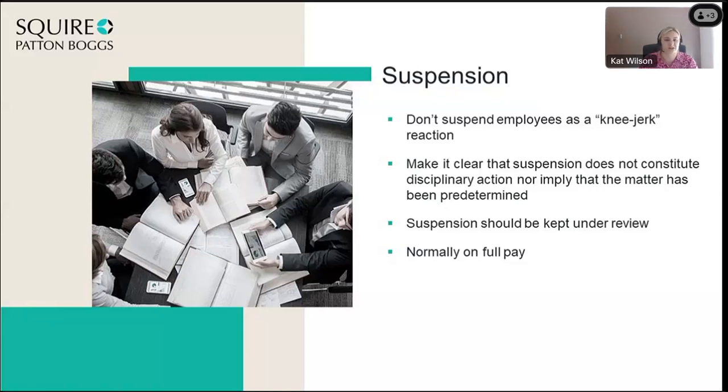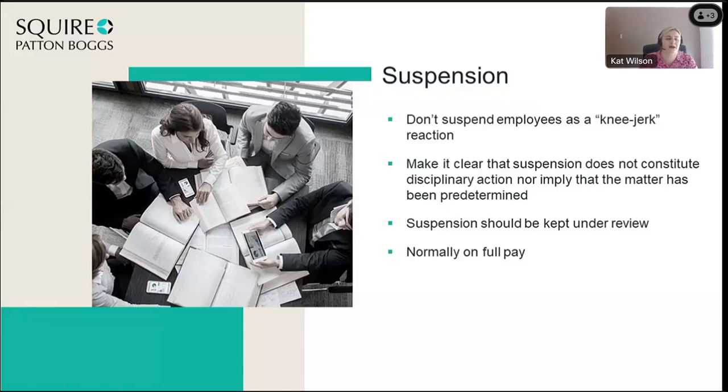But in other circumstances, it might not be necessary, and it's always worth bearing in mind the seniority of the individual, any access to confidential information, any sort of concerns about intimidation of witnesses. If there's been allegations of bullying raised against a senior manager by people in their team, would it be appropriate for them to still be within the team whilst it's being investigated?